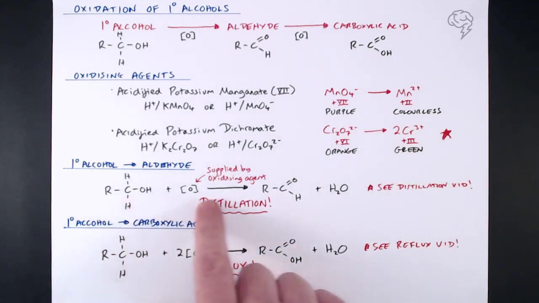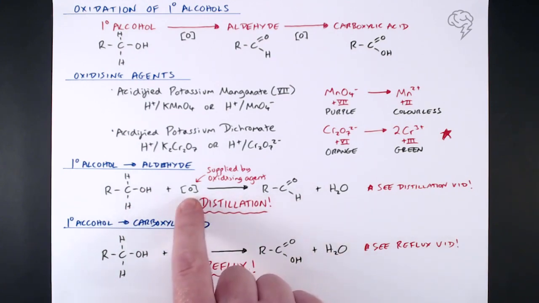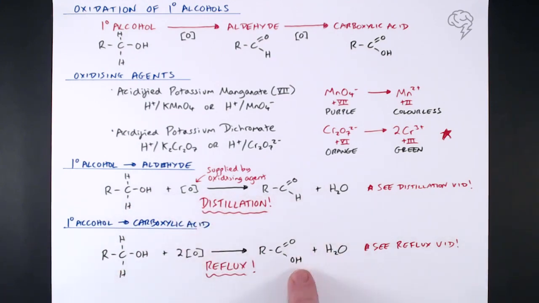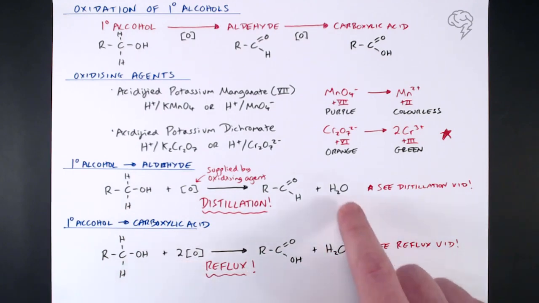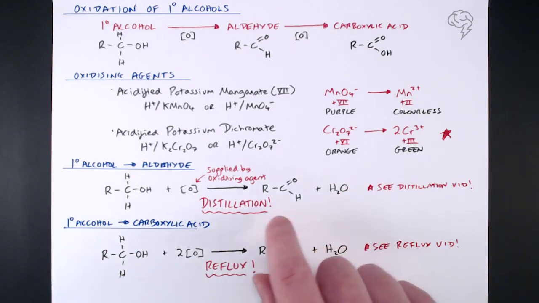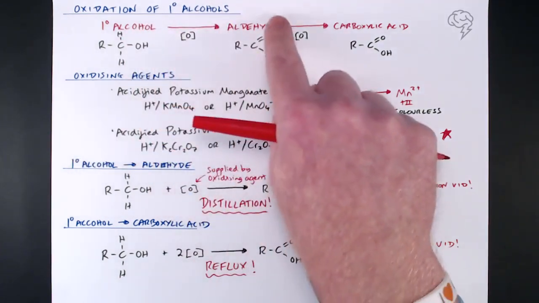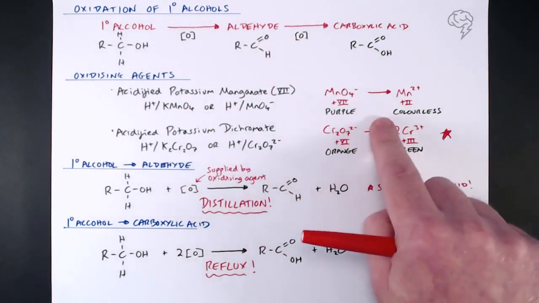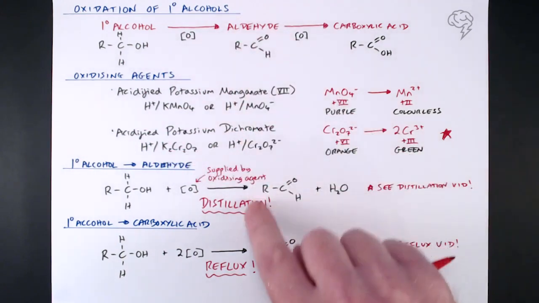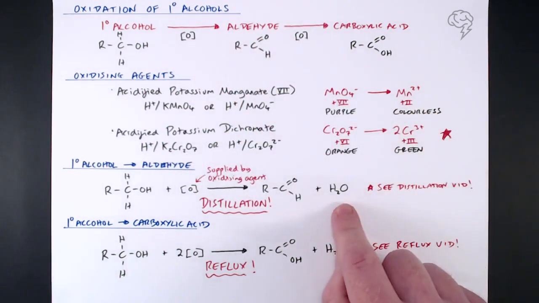So primary alcohol to aldehyde, 1 oxygen in square brackets. Primary alcohol to carboxylic acid, 2, okay? And we get water as a byproduct. But the main thing here is, if you're going to stop this process halfway through, you need distillation. Remove that product because it's got a lower boiling point. It gets removed and you can isolate it.